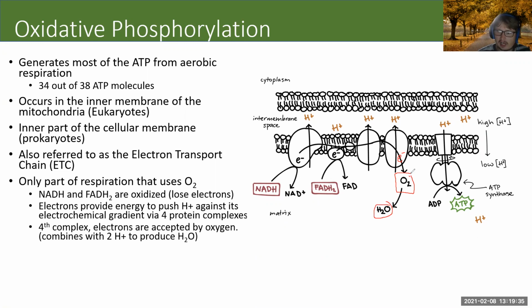If this oxygen is not here, these electrons will build up because they have nowhere to go. If they build up, then the electron transport chain stops. And if that electron transport chain stops, you're not generating those 34 ATP molecules. You actually only have glycolysis, the first part of the cellular respiration process, and we'll talk about that in the last video where we talk about fermentation.